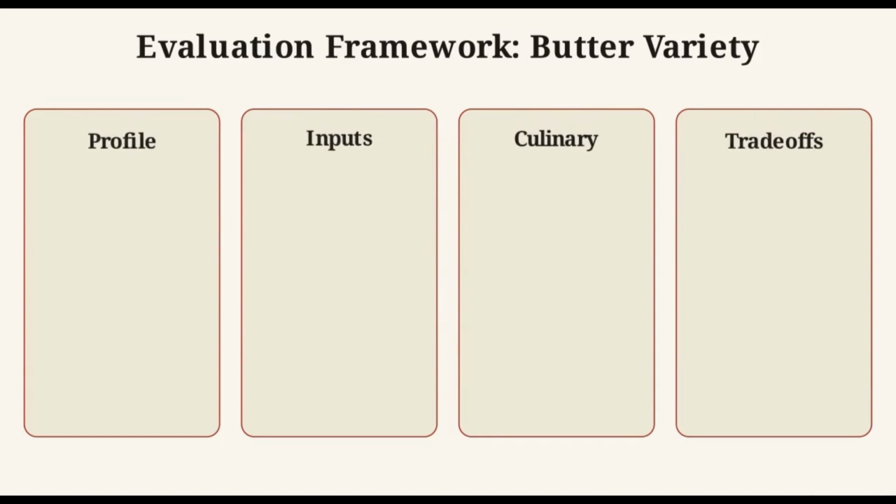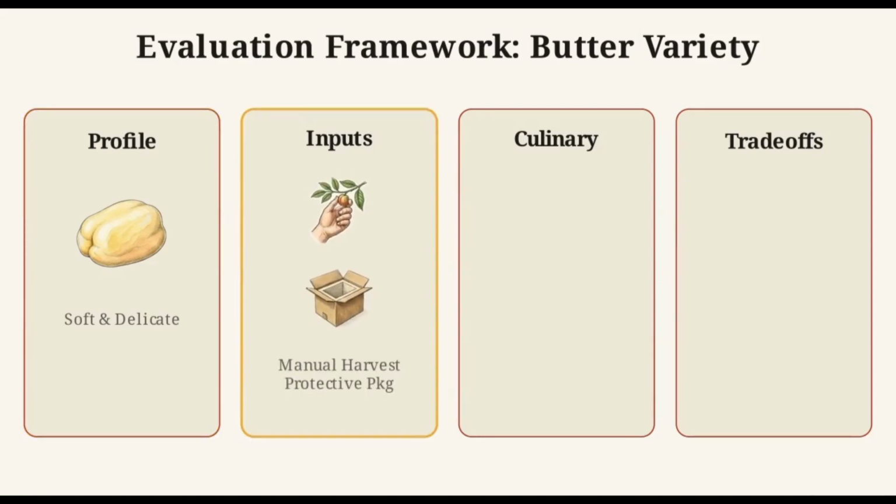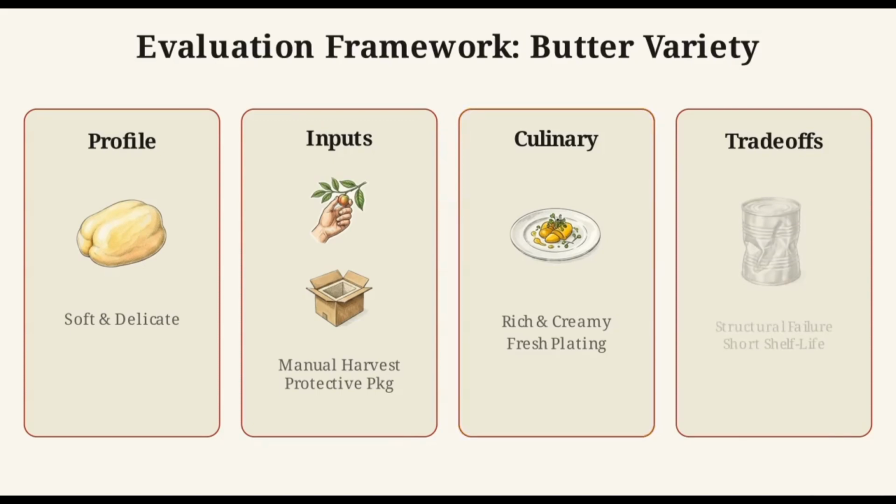The first column highlights the butter profile, defined by a soft, highly delicate structure. It requires high-maintenance inputs, specifically careful manual harvesting and protective packaging to keep arils from crushing. The culinary outcome is a rich, creamy aril that easily absorbs surrounding flavors, ideal for fresh, high-end plating.